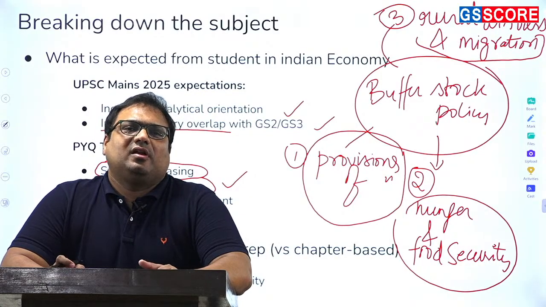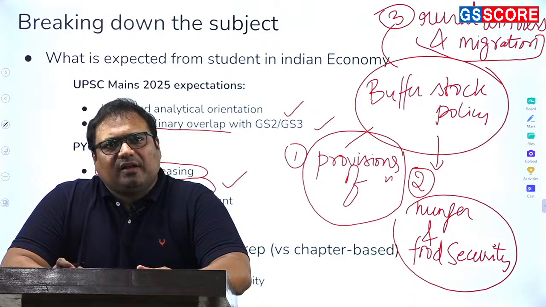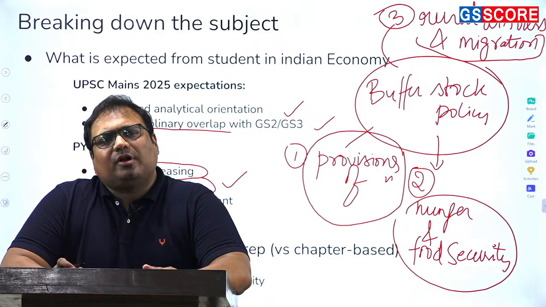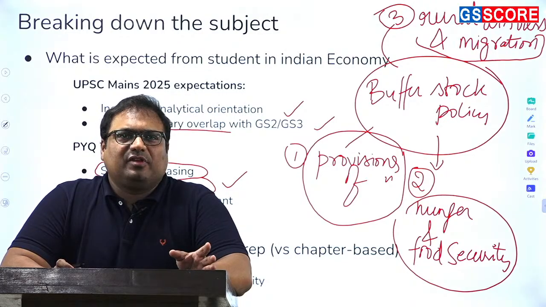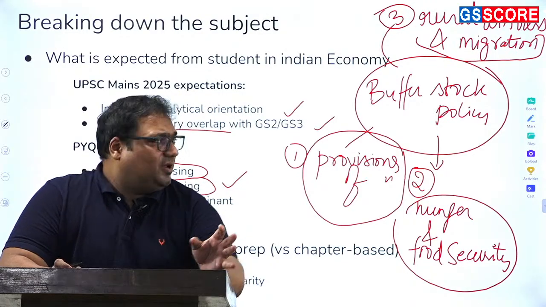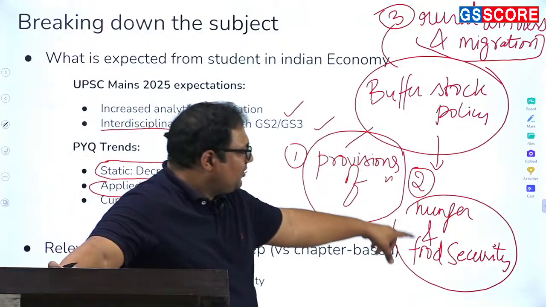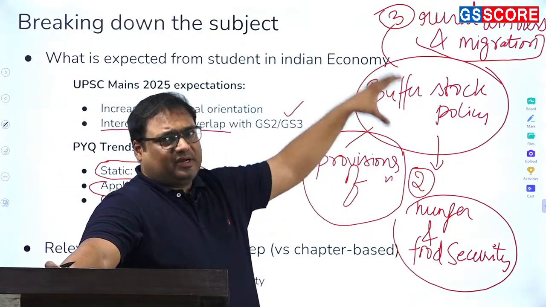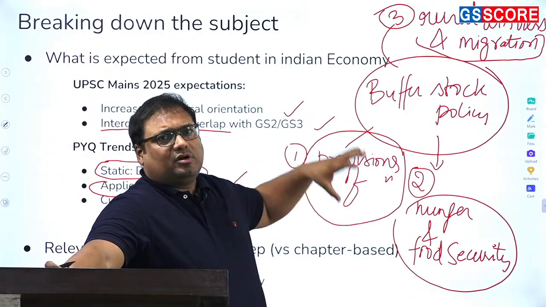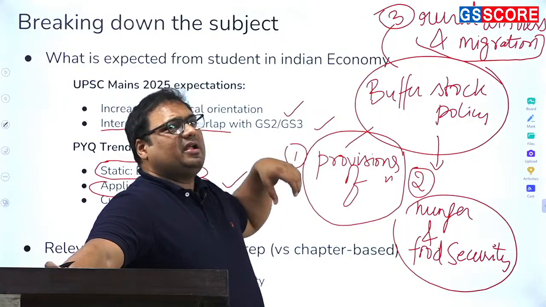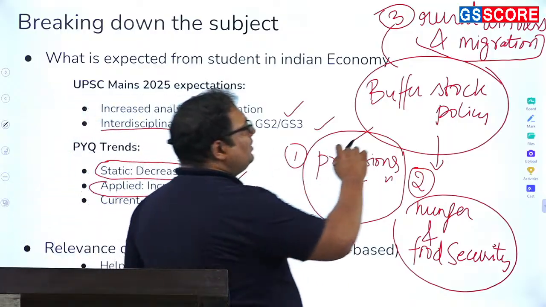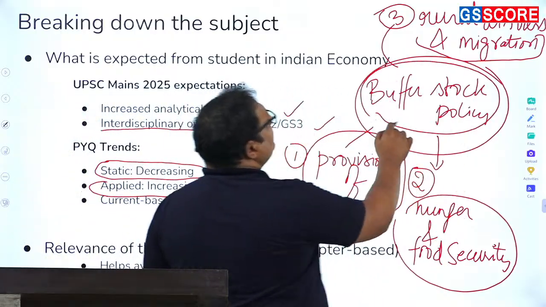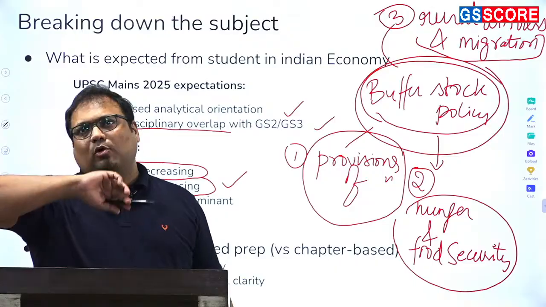Okay, if they are linking it to migration, if they are linking it to the rural community, rural prosperity, it is now having interlinkages with society. Similarly, if they are asking about its impact on food security, hunger aspects, this is more about the economics, but now it is applied, and provisions are static. So when you are preparing one theme, you have to keep track of all the aspects.